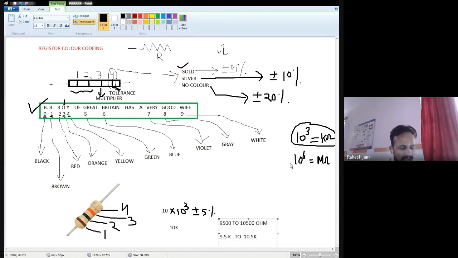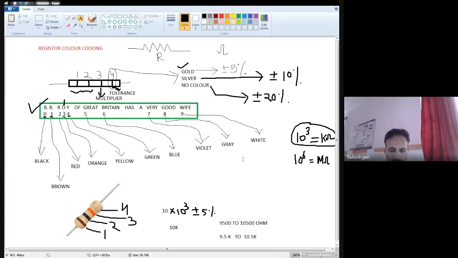Okay, so why this up and down? Because of the tolerance of 5%. So I think you understand the value of this resistor also. 10 kilo ohm means brown, black, orange and gold. Okay, now one more example, and then I will ask you about any query if you have.